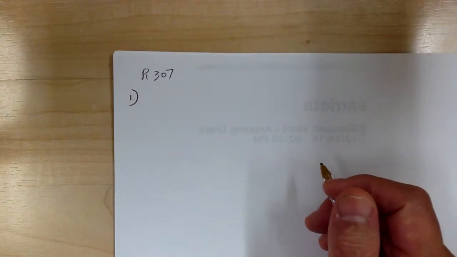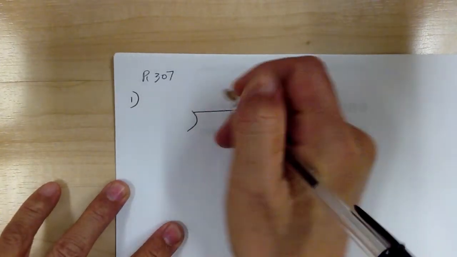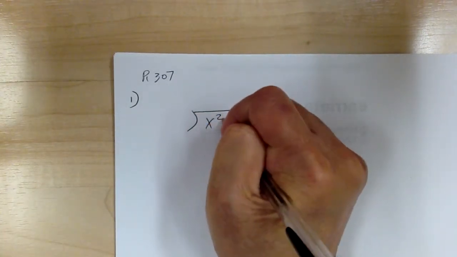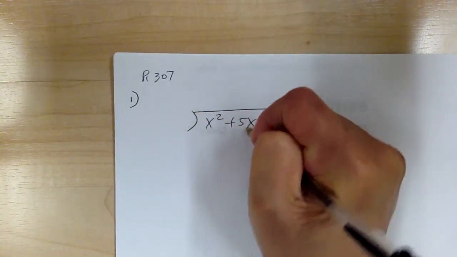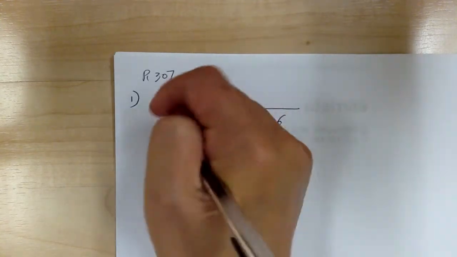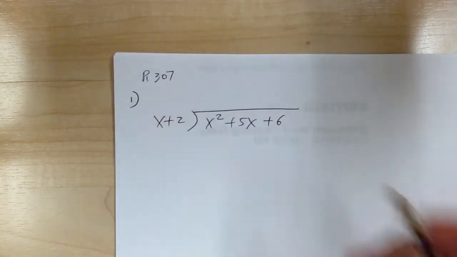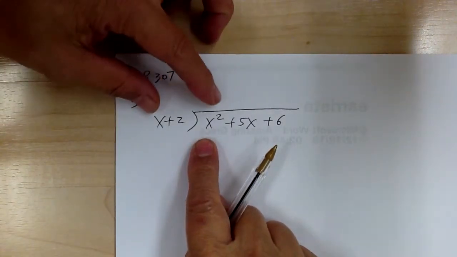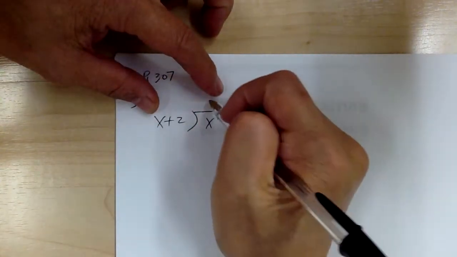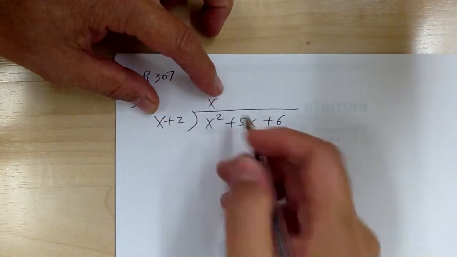Let's go to page 307 and let's do number 1. So you have the long division. You have x squared plus 5x plus 6 divided by x plus 2. Okay, so you can look at the first term. So you need to get x over here. X times x will give you x squared.